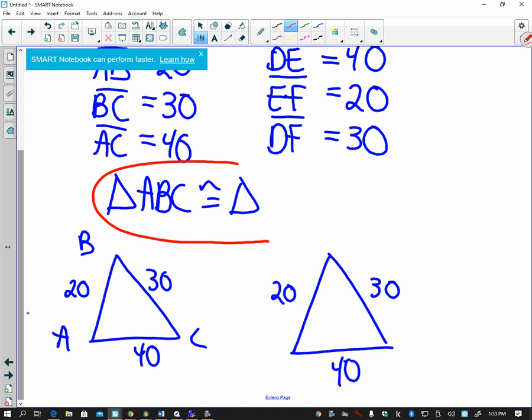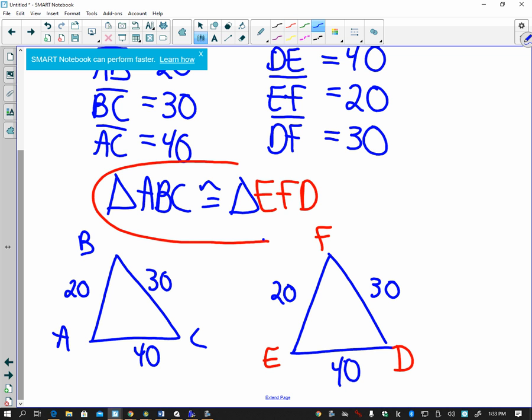All right, so DE is 40, EF is 20. So that tells me that E is here because E is attached to 40 and 20, so it's got to be between 20 and 40. Does that make sense? Yes? Okay. Well, EF is 20, so that would have to be F there, and that leaves D here, right? So ABC is congruent to what? EFD.